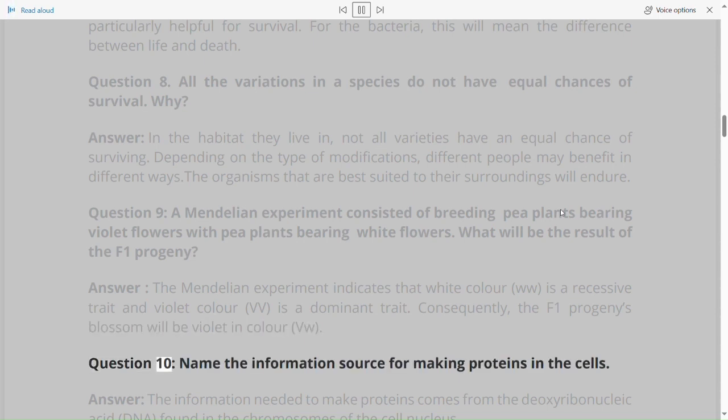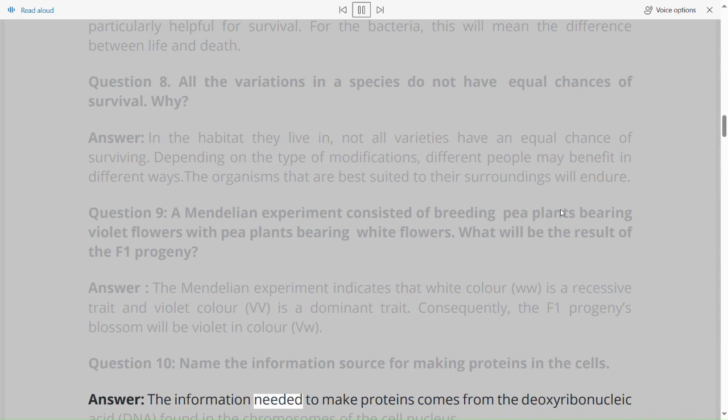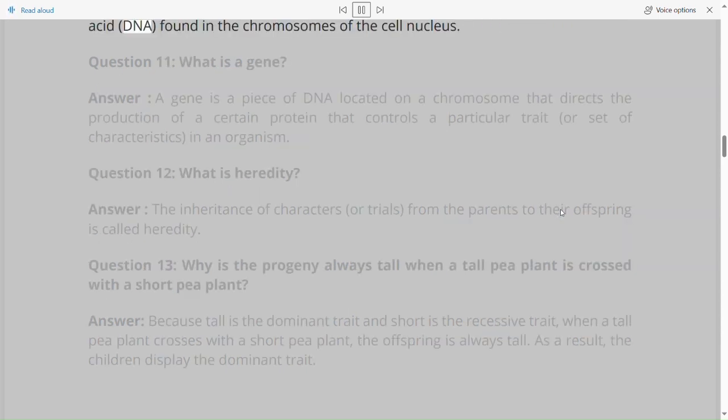Question 10. Name the information source for making proteins in the cells. Answer. The information needed to make proteins comes from the deoxyribonucleic acid, DNA, found in the chromosomes of the cell nucleus. Question 11. What is a gene?